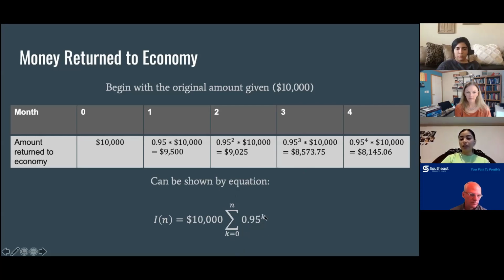This table can also be shown in something called a geometric series, which we see here. This $10,000 can be factored from the above table, and it's also the original amount we started off with. And then here we have this 95%, which is the rate at which money is going into the economy. And then the k here just represents the time. So you could plug in whatever month you're looking for to figure out how much money is going to go back into the economy. And this is basically just another way of writing this table, in an easier format.